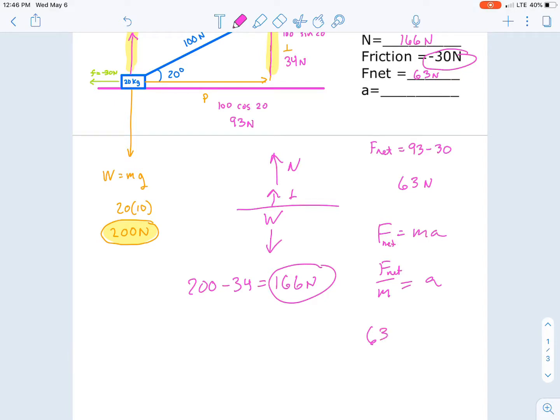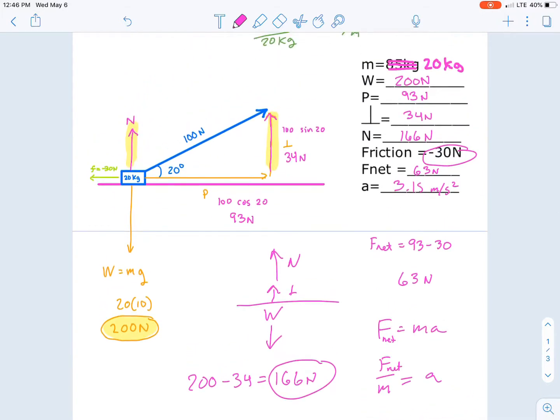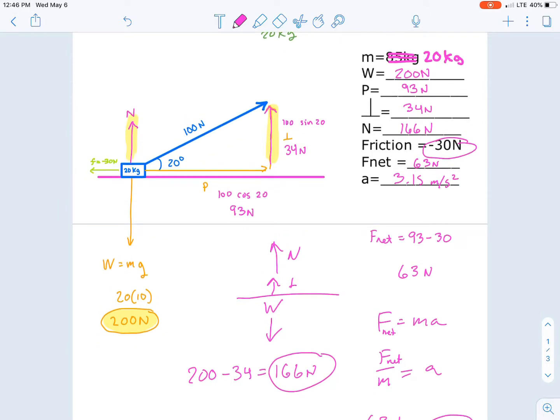Okay, so 63 divided by 20. Again, that 20 is from kilograms because it's mass, not weight. I sound like I'm yelling at you. I'm not. So we take that 63 divided by 20. It's going to be around 3, right? 63 divided by 20 equals 3.15. And that's meters per second squared. All right? 3.15 meters per second squared. That's the flat stuff, right?